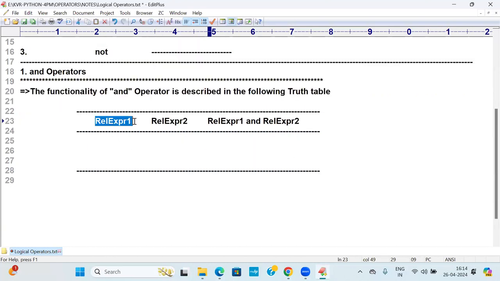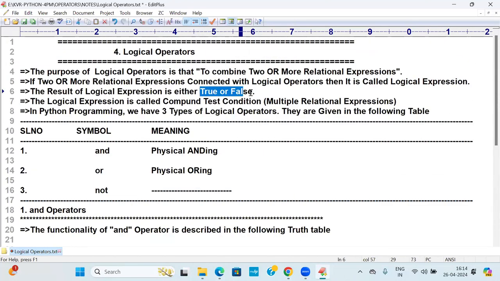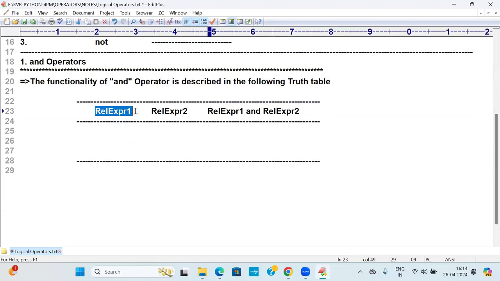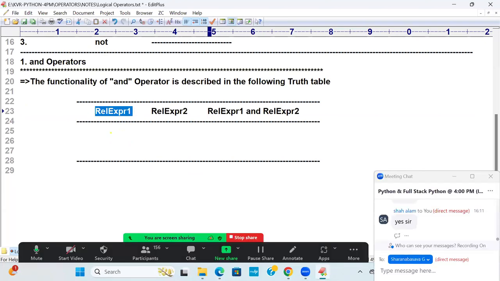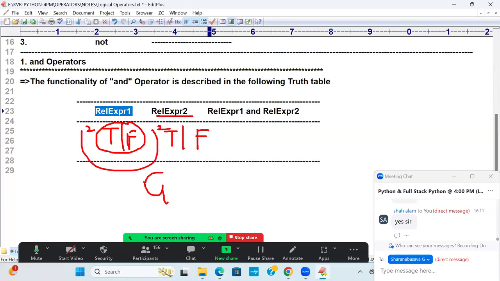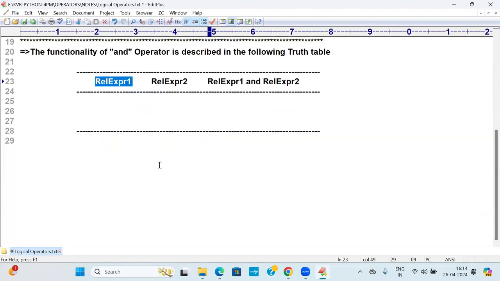See, students, relational expression 1 can be either true or false. What is the value of a relational expression generally? It can be either true or false. Relational expression 2 also can be either true or false. So how many combinations can I prepare? Here two values will be coming, and here two values will be coming. In combination, four combinations will come.